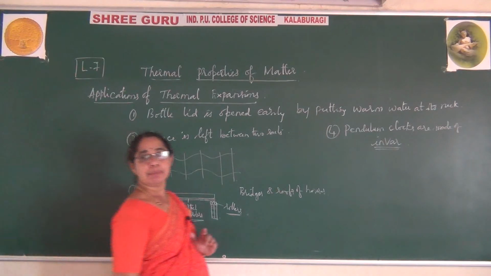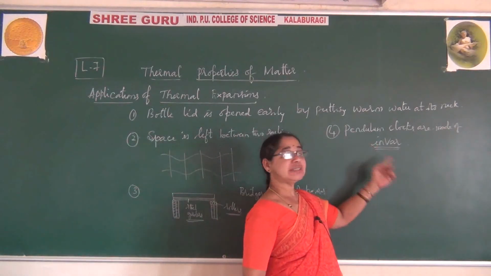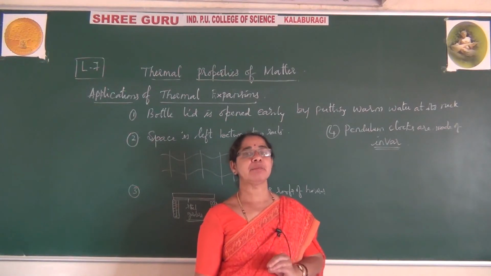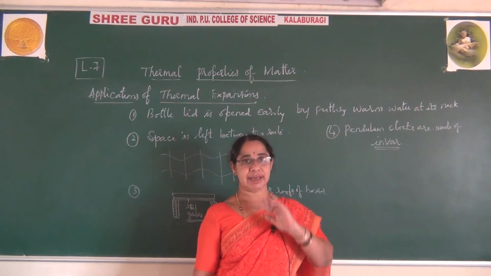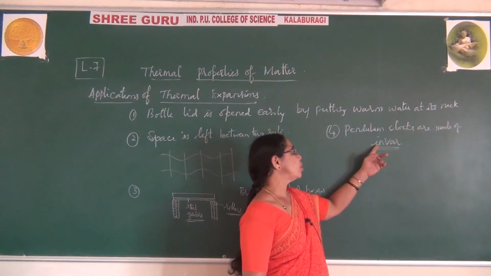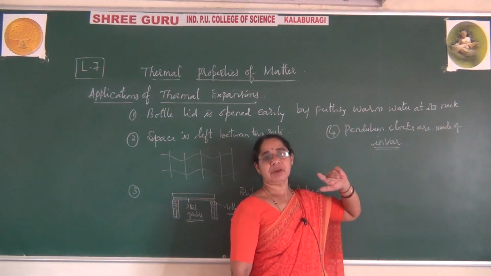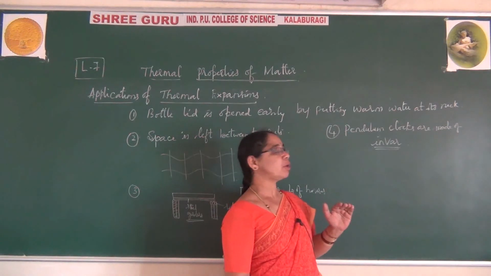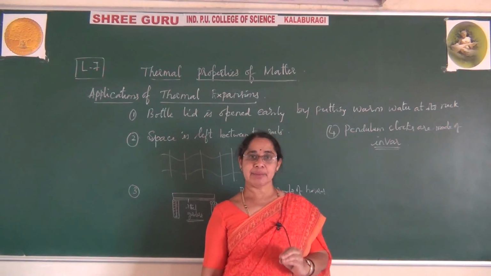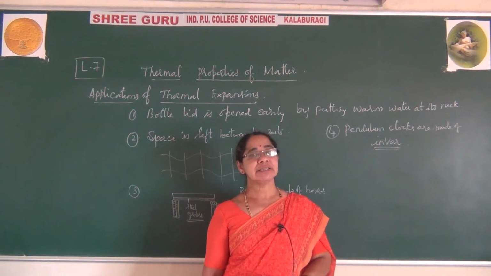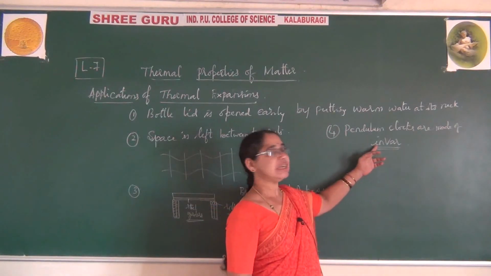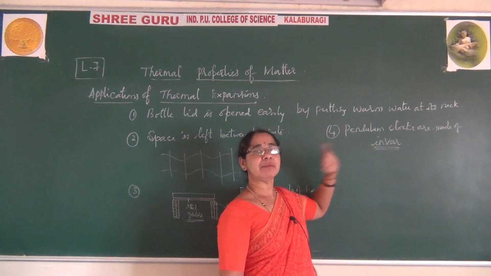To avoid this, they prefer to use this invar material, because it has a lower coefficient of expansion that will help the pendulum clocks to give accurate readings. That will never change the time, and therefore we prefer to use pendulum clocks made of invar material. We use different materials to prepare pendulum clocks, but preferably invar will give accurate timings even as the season changes. It will never show any change in time because of the low coefficient of expansion of this invar material.